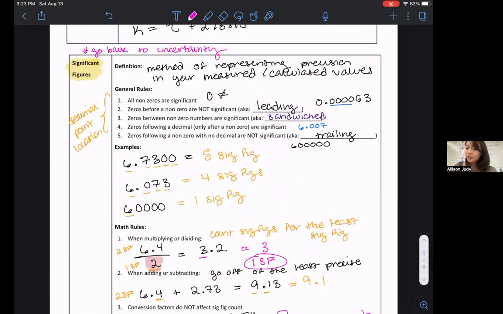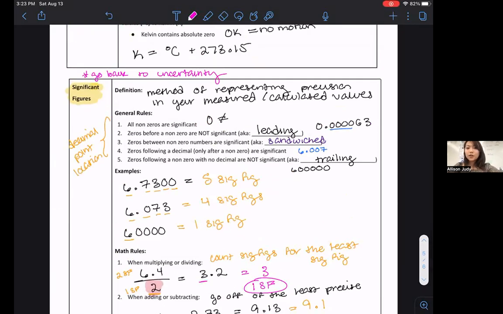So there you go. That's all I have for sig figs. Best of luck. Go ahead and go to your workbook and try out some of the example problems.